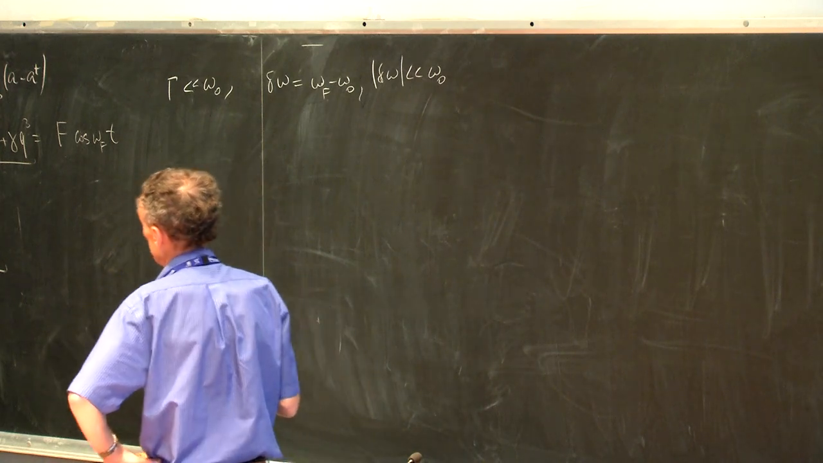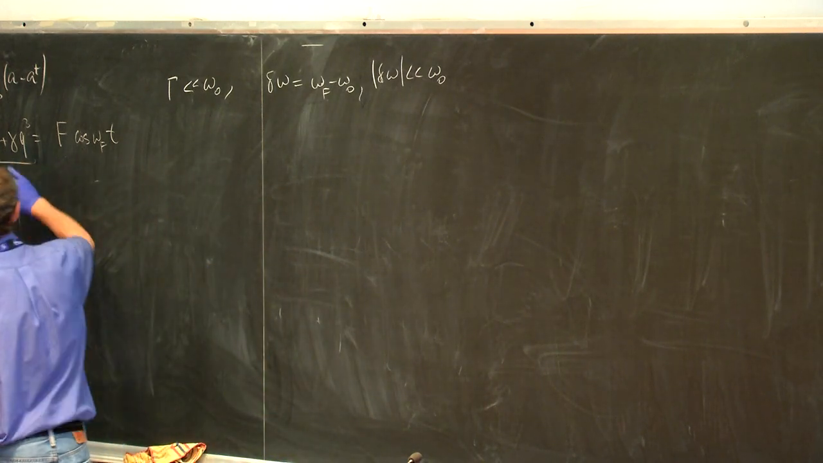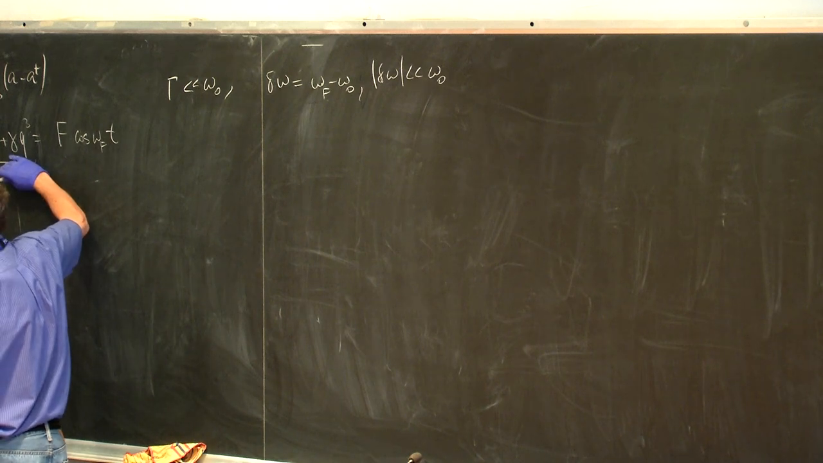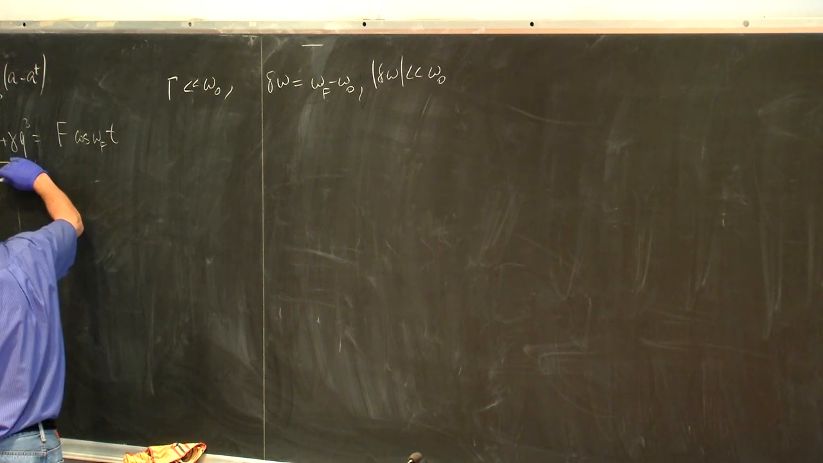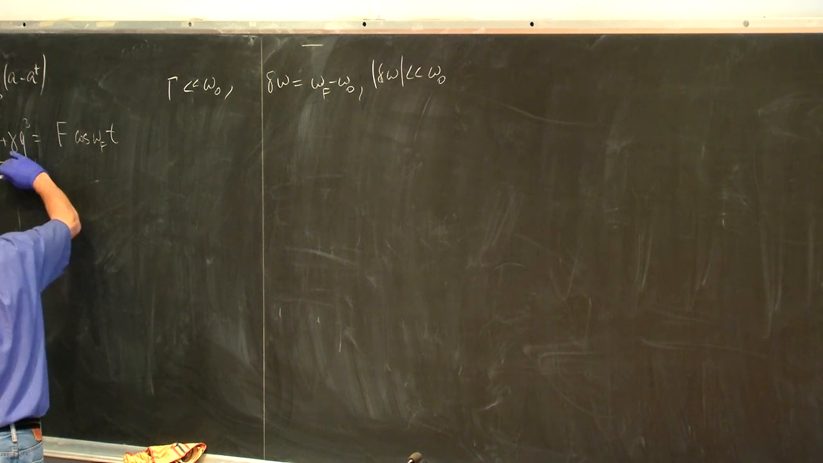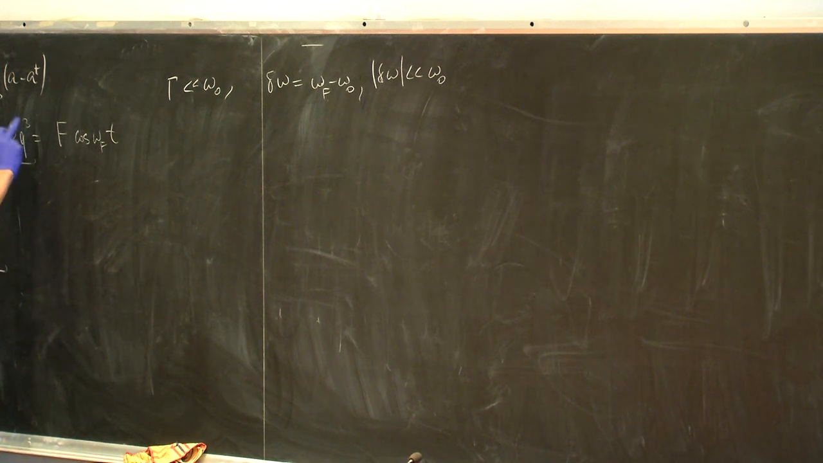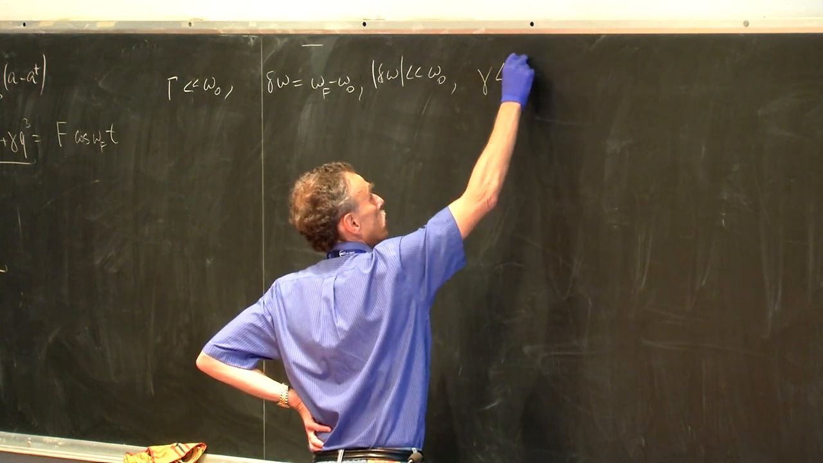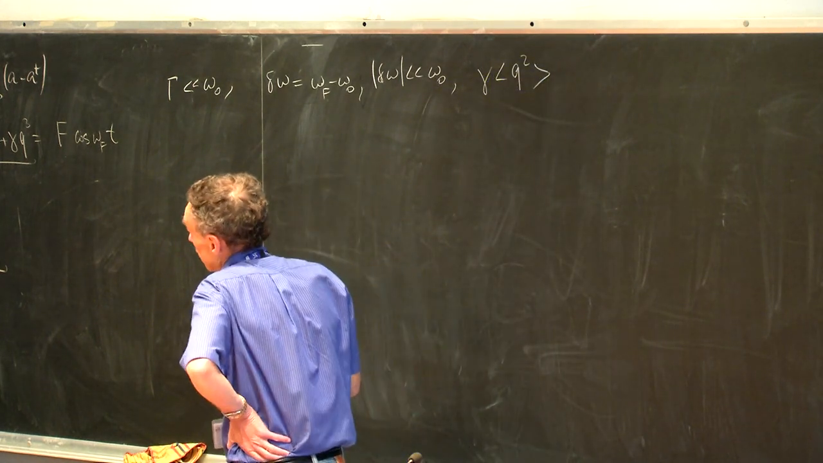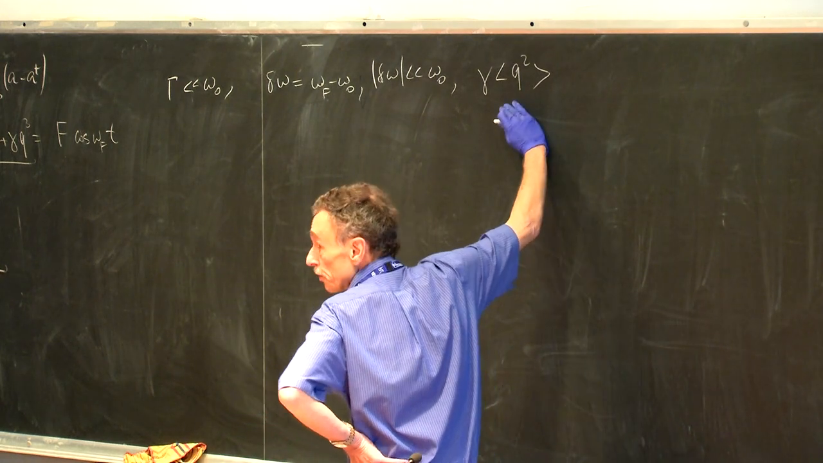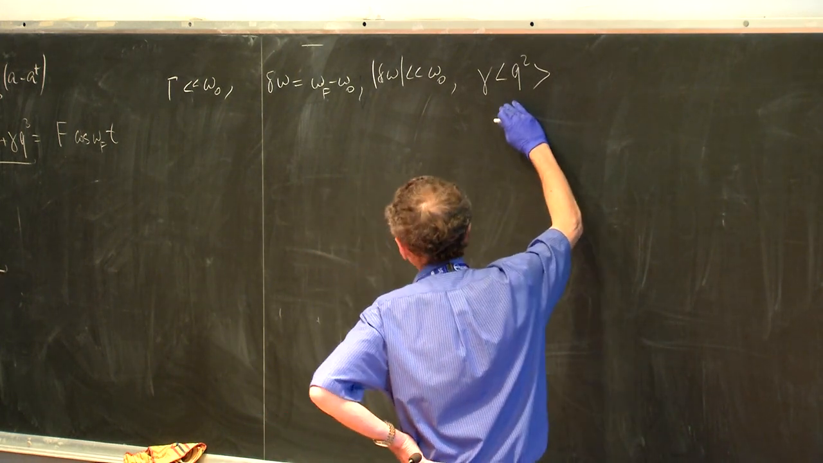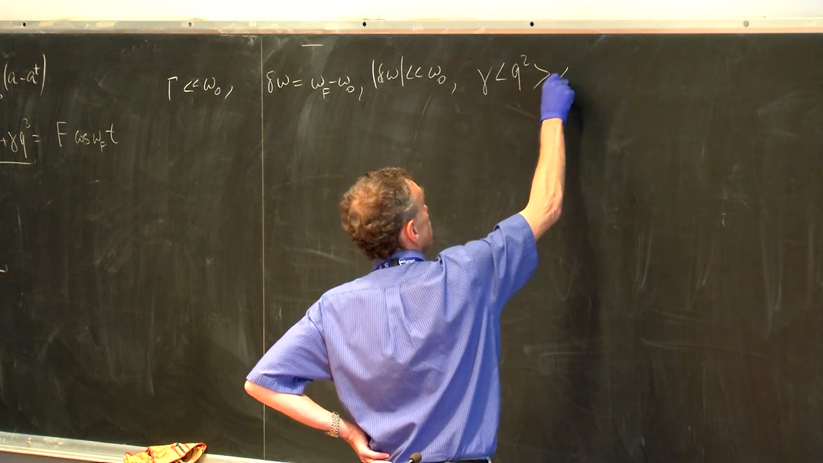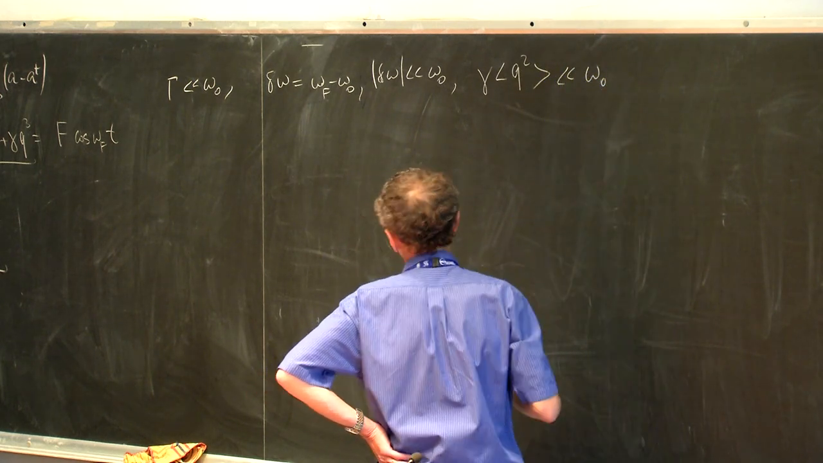And the nonlinearity is small. So what does it mean that the nonlinearity is small if I look at this equation? It means that this term is in some sense smaller than this term. That is, gamma Q squared, this is the typical shift of the frequency of the oscillator due to the nonlinearity, is much less than omega naught.